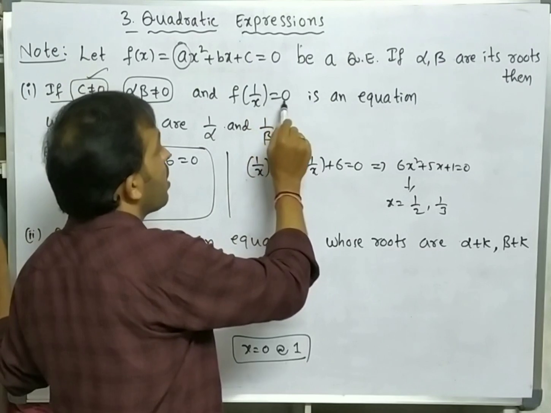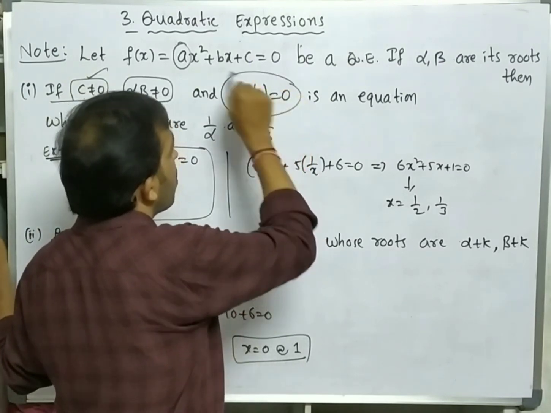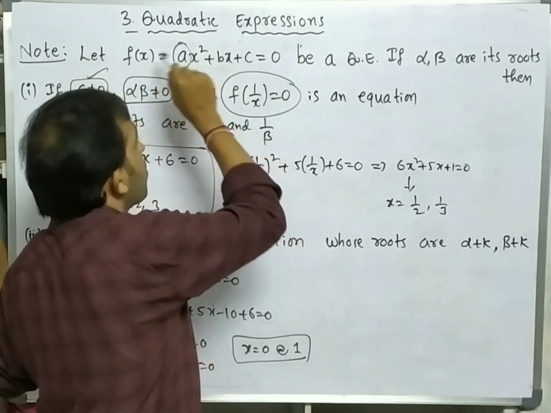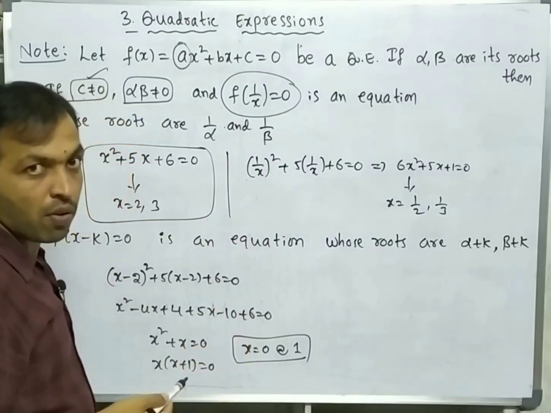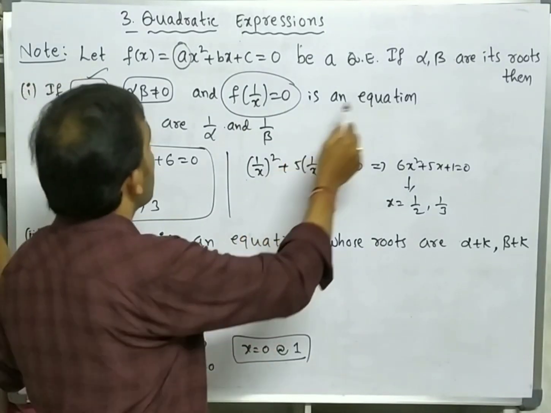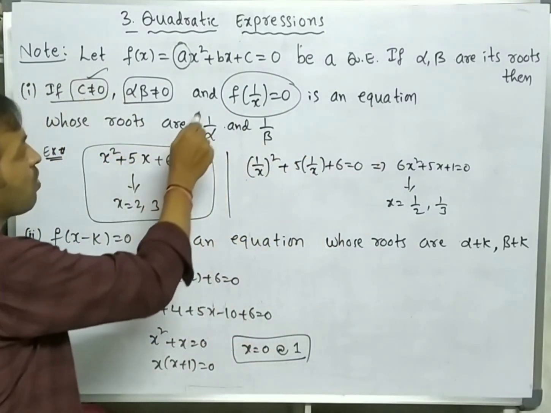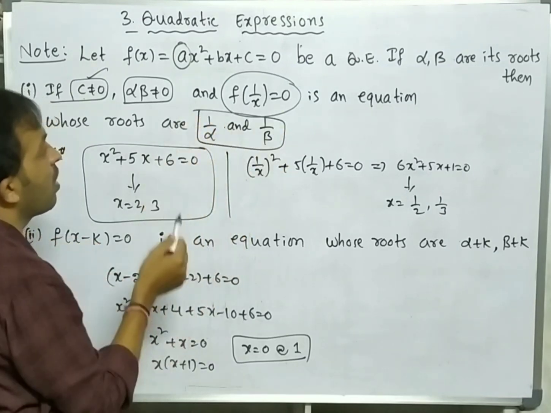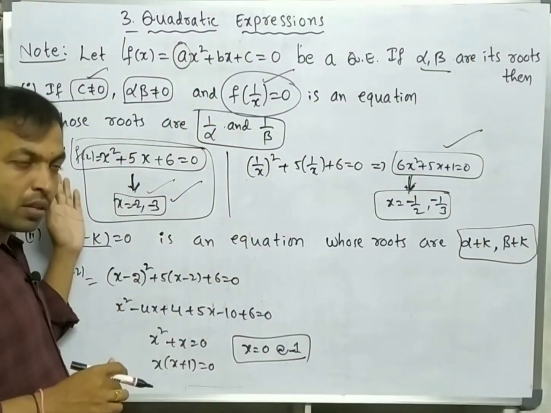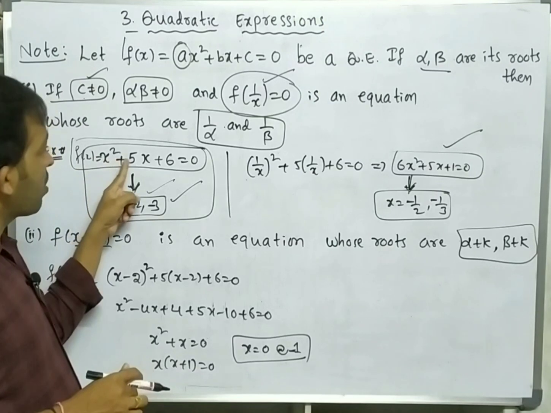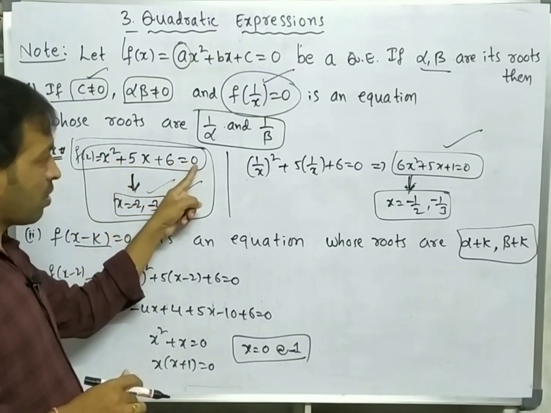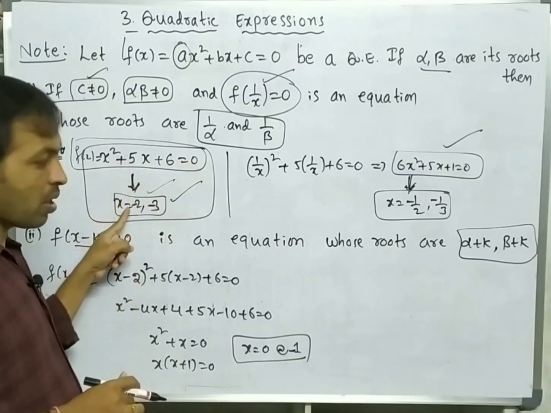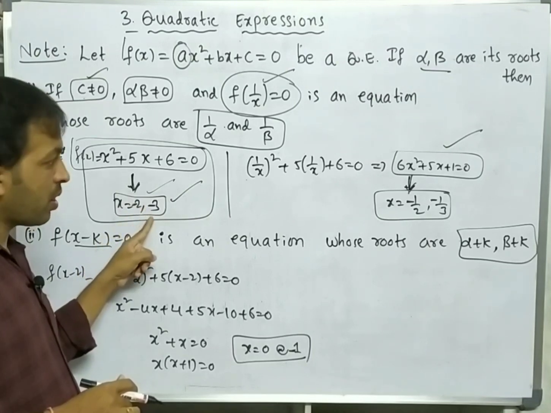f of 1 by x equal to 0 is another quadratic equation. If we replace x with 1 by x, we get f of 1 by x equal to 0. This is a quadratic equation whose roots are 1 by alpha and 1 by beta. For example, if f of x is equal to x square plus 5x plus 6 equals 0, then the roots are x equal to minus 2, minus 3.